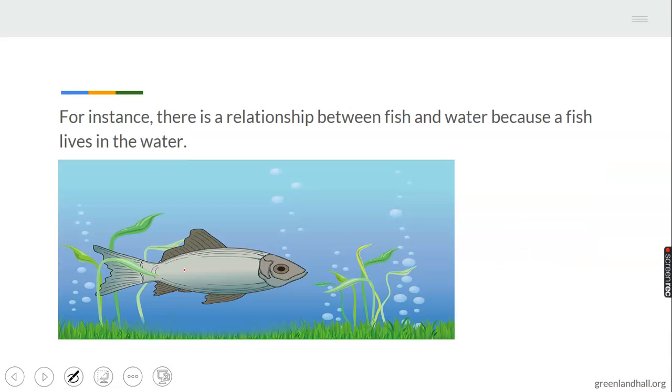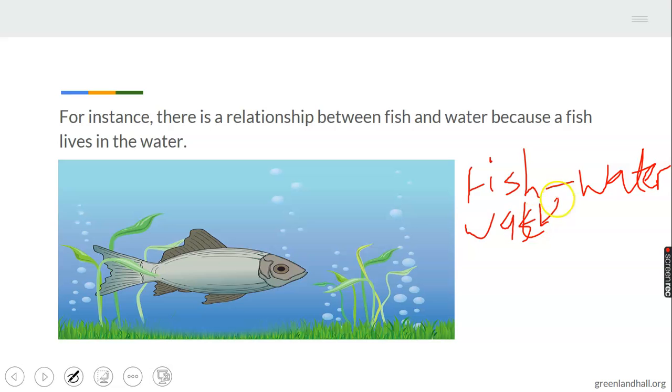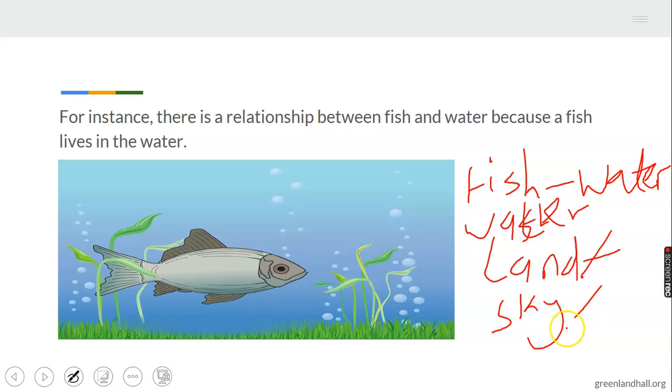For instance, there is a relationship between fish and water because fish lives in the water. So when you have fish, there's a tendency that the analogy will be water. Out of the group of words that you'll be given, you may have water, you may have land, and then you have sky. Then you look at it. Fish cannot stay on land, so this is out of the option. Fish cannot fly in the sky, it's out of the option. Then you say water. Wow, water. Fish stays in water. Then your answer is water.